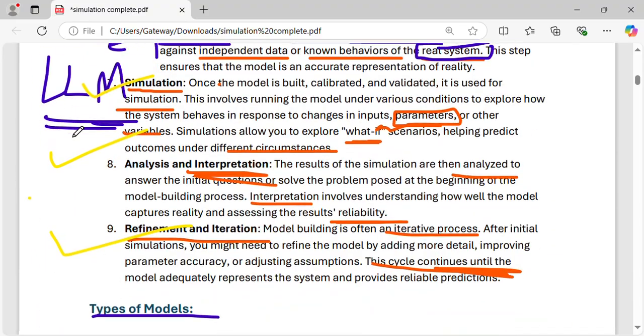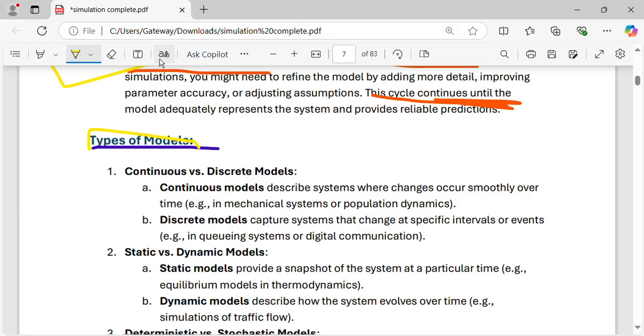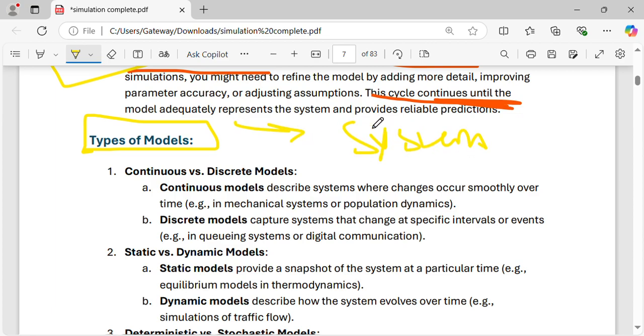In the next video, we're going to talk about types of models, and they are going to be quite similar to the types of systems we have studied, but it's more important to understand the difference between models and systems. So yeah.